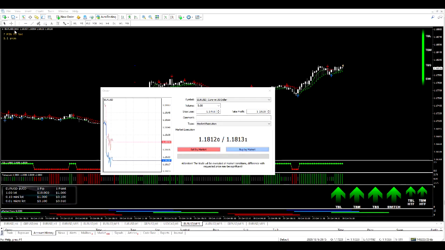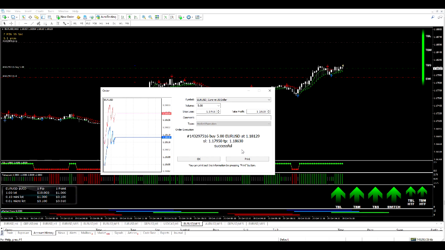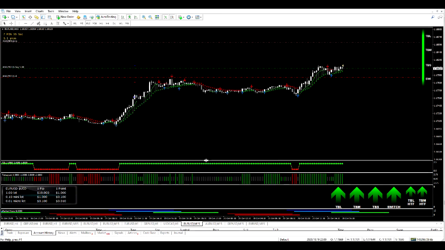Guys, I'm on the Euro US dollar 15-minute chart. All the signals have lined up for a buy trade, and at this point, I've set my stop loss and my take profit. And now I'm going to enter it. And I've set it. I traded it 2-to-1.